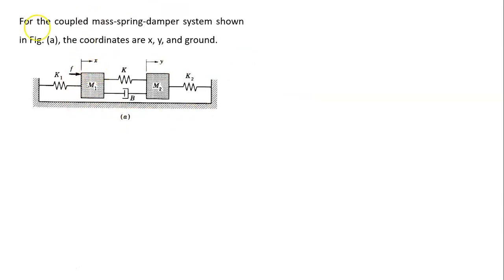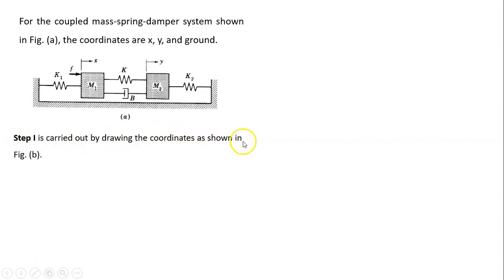Therefore, the coordinates are x, y and ground. Therefore, step 1. Step 1 is carried out by drawing the coordinates as shown in figure B. Therefore, how many coordinates are there? X, Y and ground. Therefore, what we have to do?